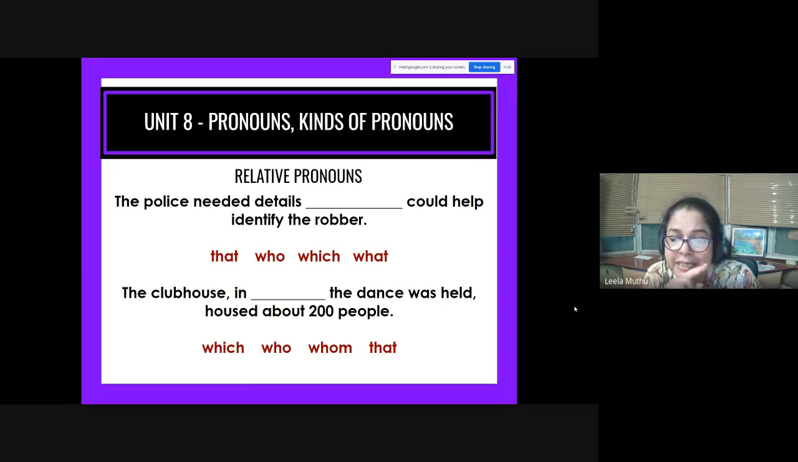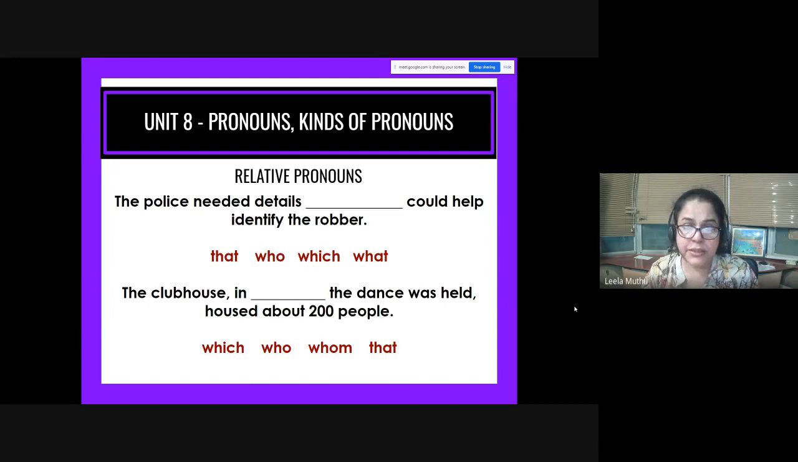So the police needed details. If you guessed which is the correct answer, it sounds better than the police needed details which could help identify the robber. You can also use the police needed details that could help identify the robber, because we're talking about the details, okay?